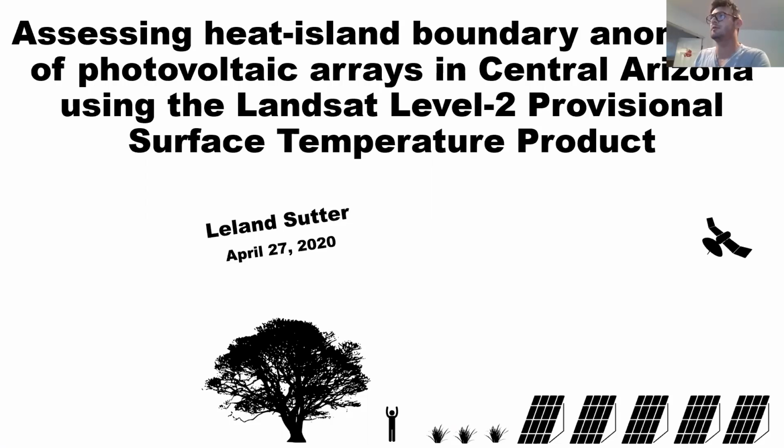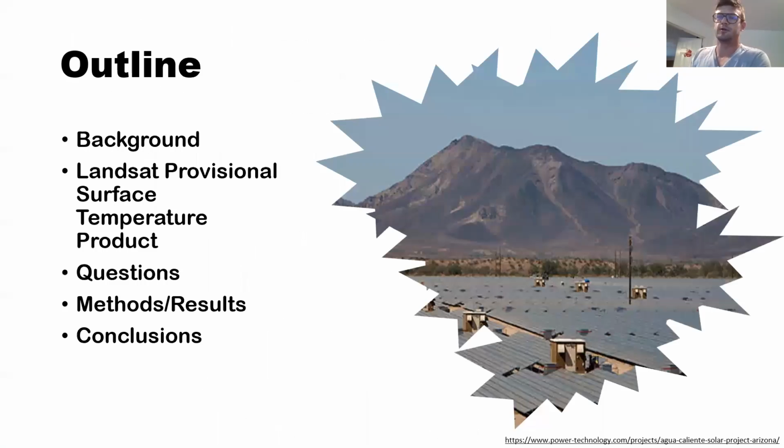Heat island boundary anomalies around photovoltaic arrays in central Arizona, using the Landsat Level 2 provisional surface temperature product. So really what I'm going to do is go through a background, go through the project itself, talk about the questions that I was asking of this data, and then talk about the methods and results and the conclusions.